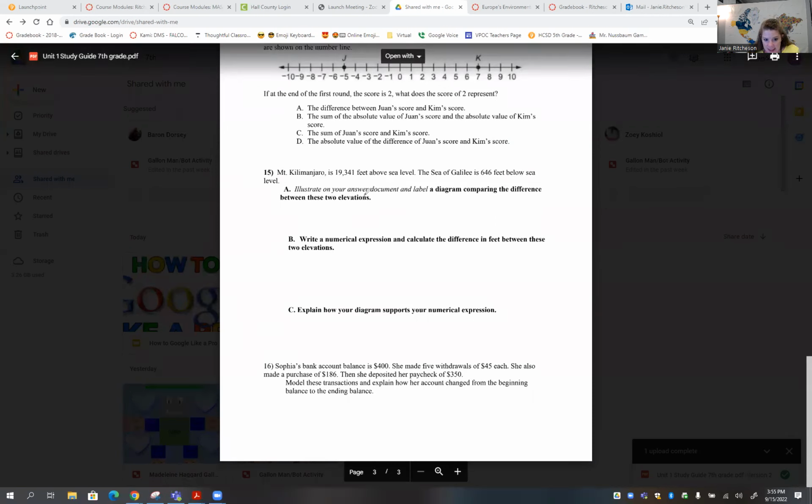Illustrate on your answer document. Okay, so I get to draw a picture, everybody. You're going to see why I am not the art teacher. There's Kilimanjaro. This is ground level. And down here is the Sea of Galilee. It's below sea level. Here I am on top of the mountain.